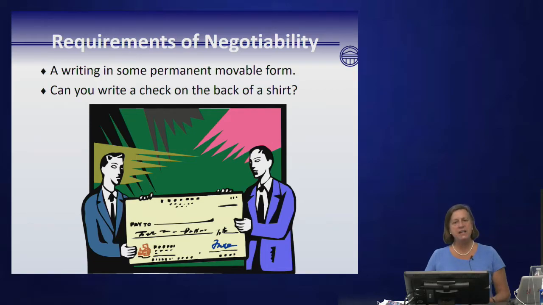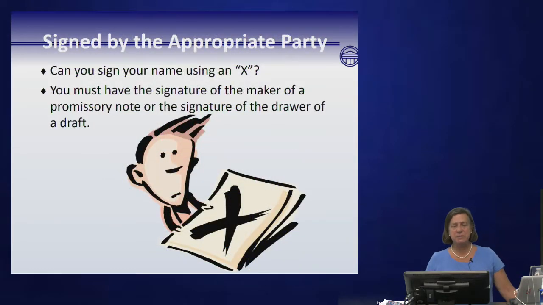So you have to have a writing in some permanent movable form. Could I write a promissory note on a boulder? No, it's not movable. Could I write a check on a watermelon? No, it's not permanent. So permanent movable form. It has to be signed by the appropriate party. So you have to have the signature of the maker of a promissory note or the signature of the drawer of a draft. Seems obvious.